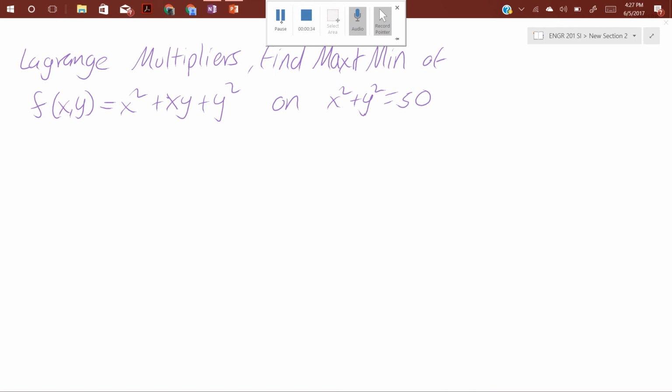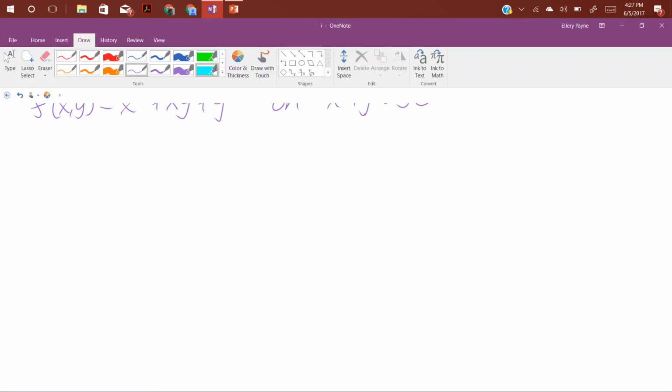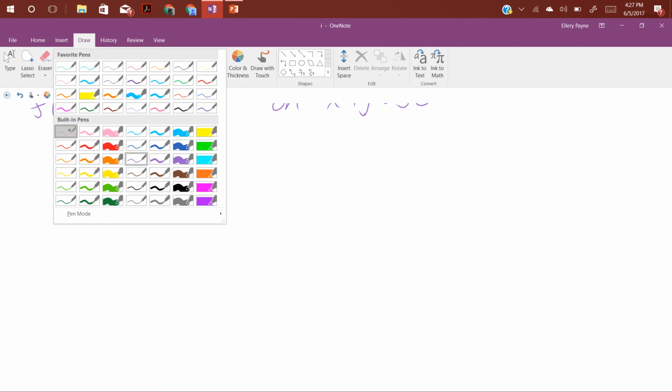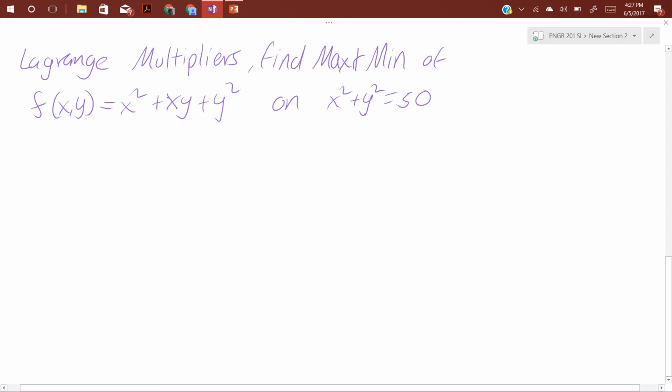So in order to do that, we must find a few equations to match up the number of unknowns that we have. But it starts with this equation: del f equals lambda del g. One thing that I want to point out is I never know which direction my lambda is supposed to go. So just a point of information.